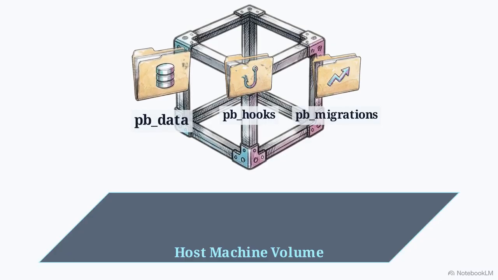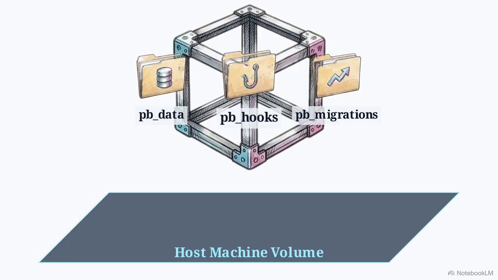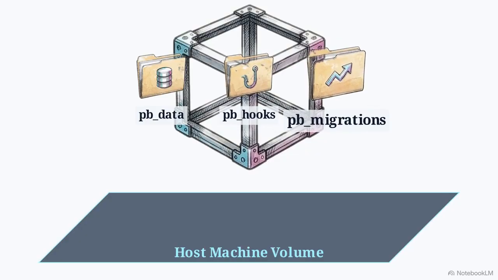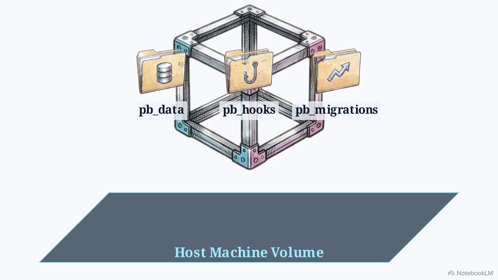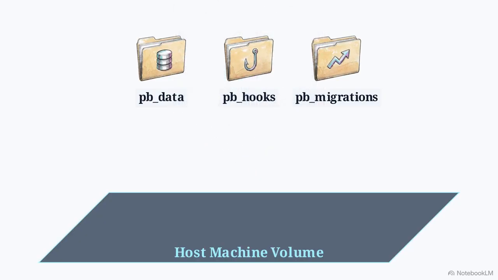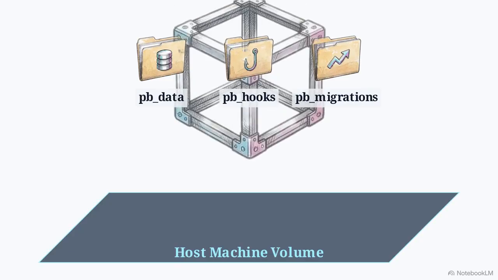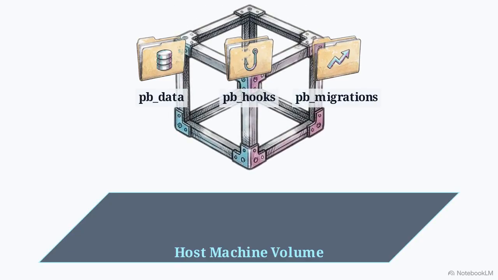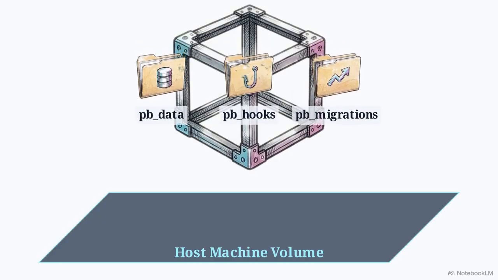The pb.data folder houses the embedded SQLite database and all physical file uploads. The pb.hooks folder contains your custom routing logic, while pb.migrations tracks incremental changes to your database schema. Step 1 of the migration protocol involves extracting these folders out of the container and mapping them to a stable host machine volume. Once the state is isolated, delete the old Docker container, update your Dockerfile to target a newer version, and spin up the new environment.